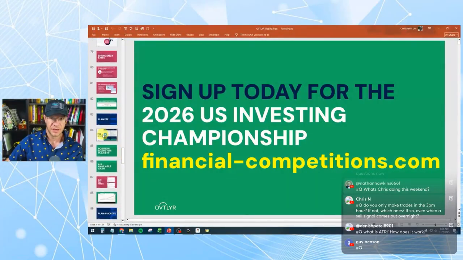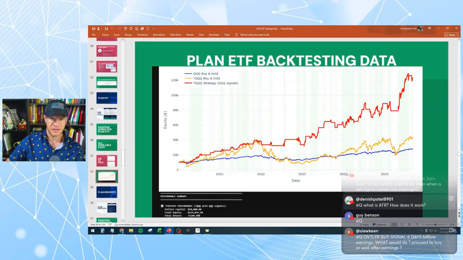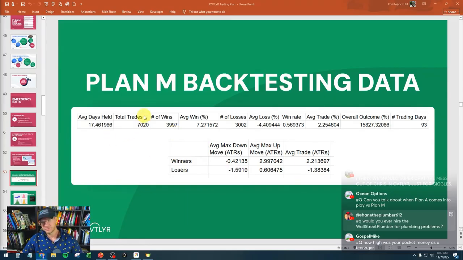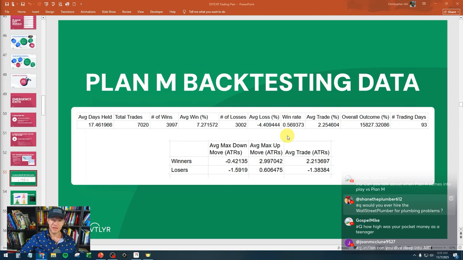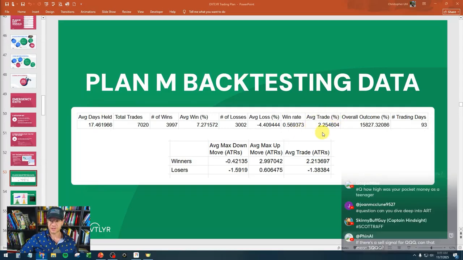What does it mean? So the Plan M backtesting data, where is that at? Here. Plan M backtesting data, over 7,000 trades, nearly 4,000 winners, 3,000 losers. That gave you a win rate of 56.9%, relative 57% win rate. While it may not sound like much if you're uninitiated in trading, that is actually huge. A 57% win rate is huge. And then the average result is a 2.25% gain.